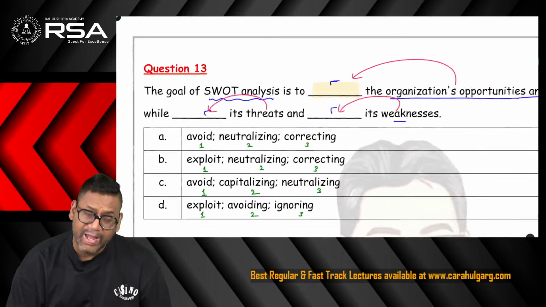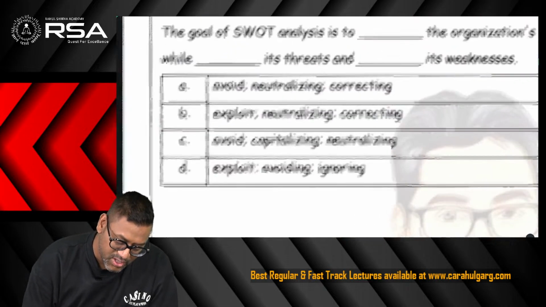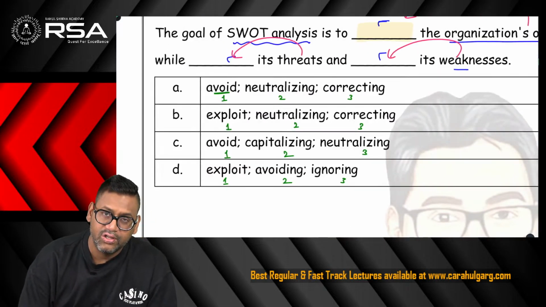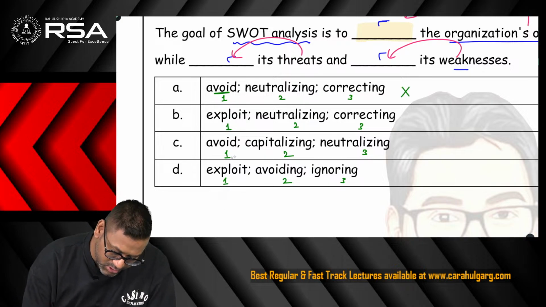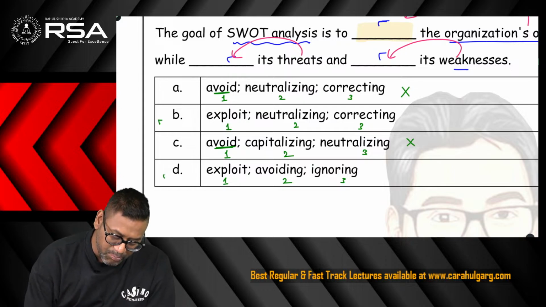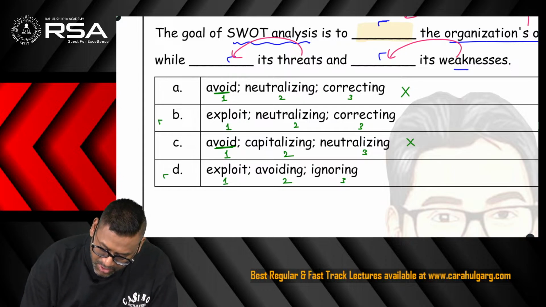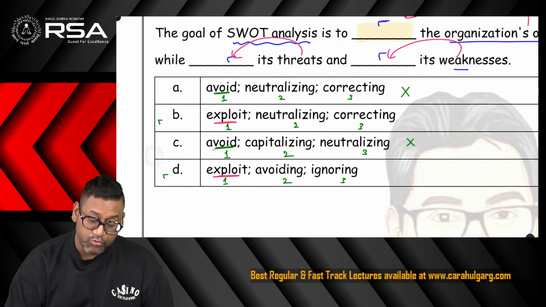So first of all, we will eliminate the wrong options. The goal of SWOT analysis is to dash the opportunity. The first option says avoid the opportunity. Will you avoid the opportunity? Not at all. So this is the wrong option. Second is exploit. Third is again avoid, so this is again a wrong option. I have to now find between B and D because the first part is correct. Exploit and exploit. Correct. I have to exploit the opportunities.